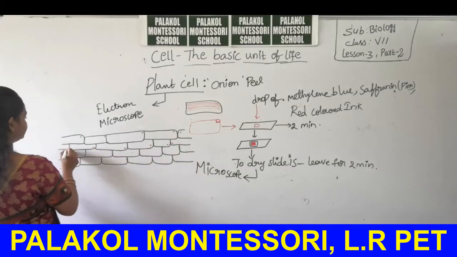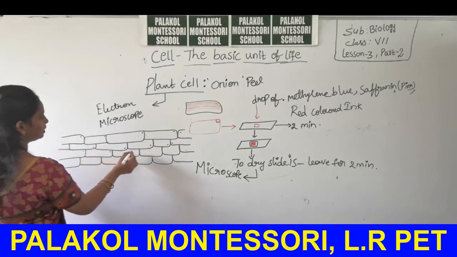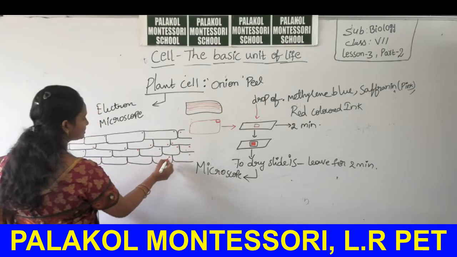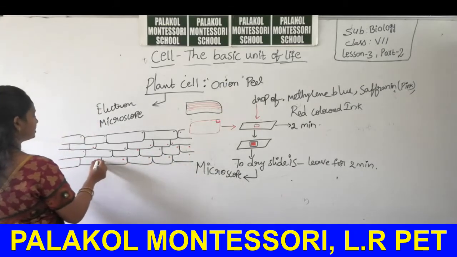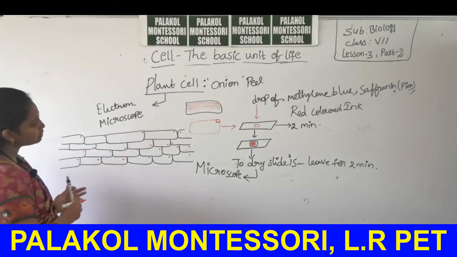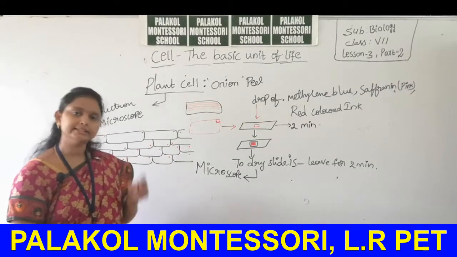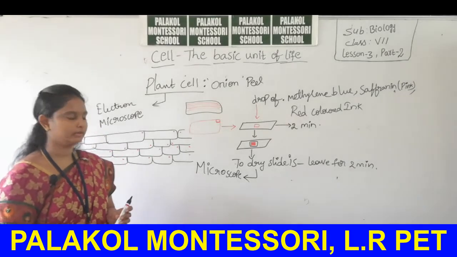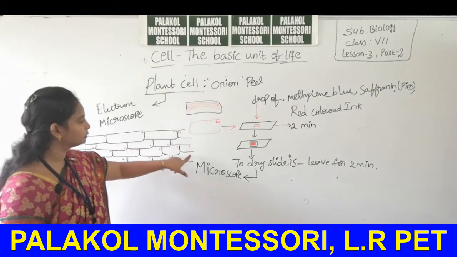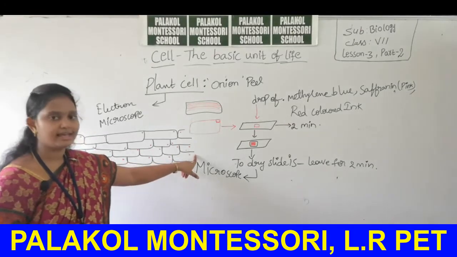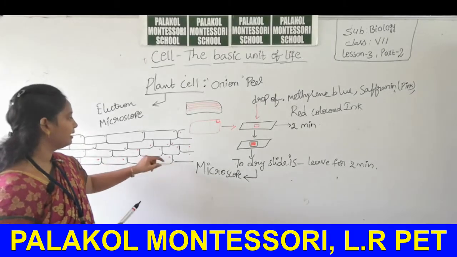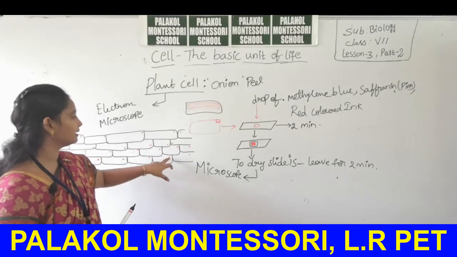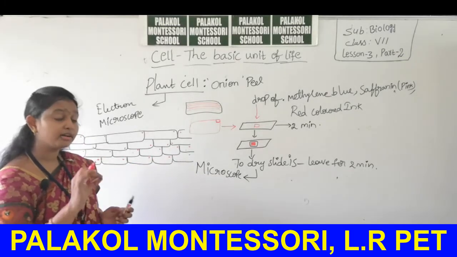These dots indicate the nucleus, students. Why do I keep these dots at the corner of the cell? Think, if you are my student, you may get that question: why does ma'am keep that spot at the corner of the cell, other than the center of the cell?